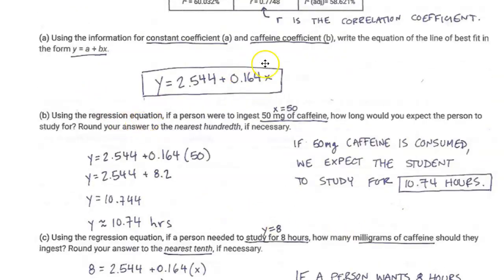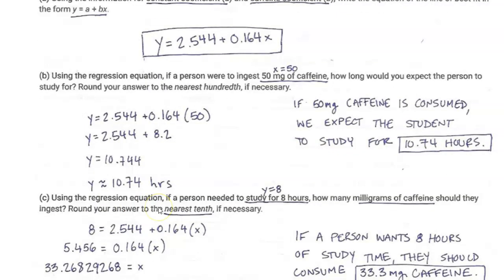Using this regression equation, if a person were to ingest 50 milligrams of caffeine, that's x equals 50, how long would you expect the person to study for? Just plug it in, substitute, right? And we're solving for y, which is the amount of hours. That's an easy one to do.